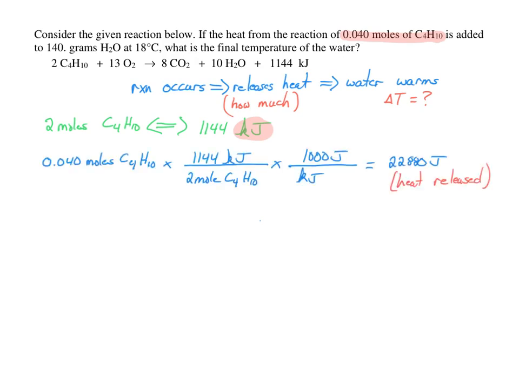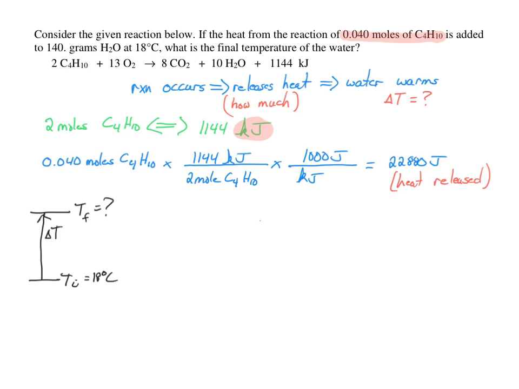Alright, so here we've done that calculation. We start with the measured number of moles that's given to us in the statement of the question. We take note of the chemical that's being used, and then we're going to use our thermochemical equation as a conversion factor. So we have this number of moles of our hydrocarbon, and our conversion factor is based on 2 moles of the hydrocarbon releasing this amount of energy. And we use our kilojoules to joules conversion factor, and we determine how much heat is released.